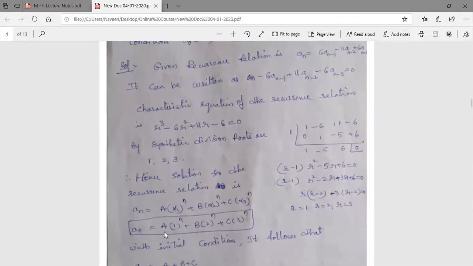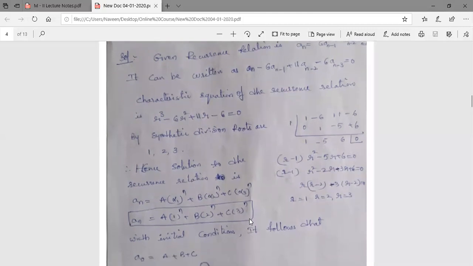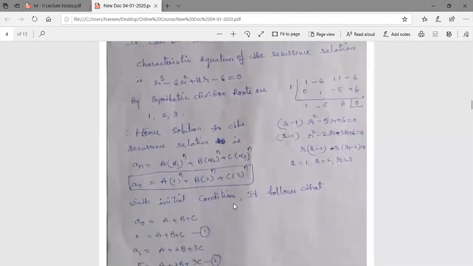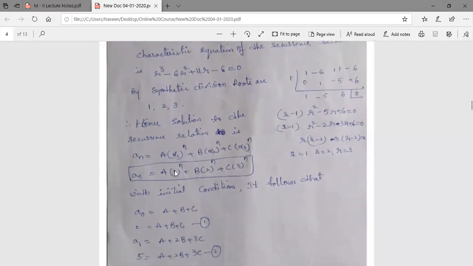a_n is equal to a into 1^n plus b into 2^n, the second root, plus c into 3^n. With the initial conditions it follows: a_0 is given, a_1 is given, a_2 is given. By substituting n equal to 0, we got a_0 which is equal to a plus b plus c. Something power 0 is 1. So a into 1 is a, plus b into 1 is b, plus c into 1 is c. So therefore, by substituting n equal to 0, we got the first equation.